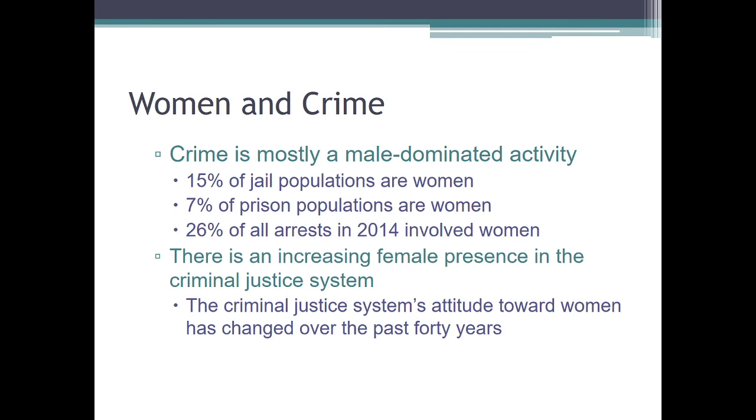Okay, women in crime is certainly something we should mention. Crime is a male-dominated activity. About 15% of jail populations, and that's going to be people typically, but not always, who commit minor crimes, are women. And 7% of prison populations, and those are going to be people that commit felonies or serious crimes. So we could say that 85% of the minor crimes are committed by men, and 93% of the serious crimes are committed by men.